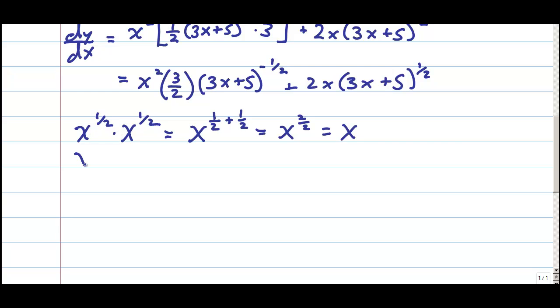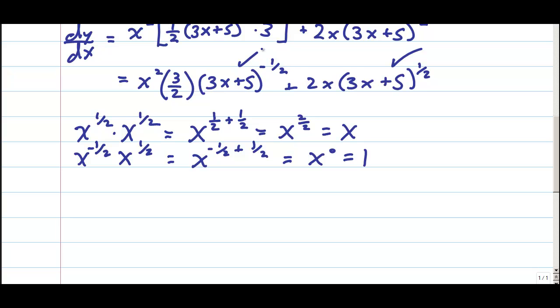Now, what if I multiply x to the negative 1/2 times x to the 1/2? Well, I get x to the negative 1/2 plus 1/2, which is x to the 0, which is 1. So the radical goes away entirely. With that in mind, what if I multiply this and this by 3x plus 5 to the 1/2?